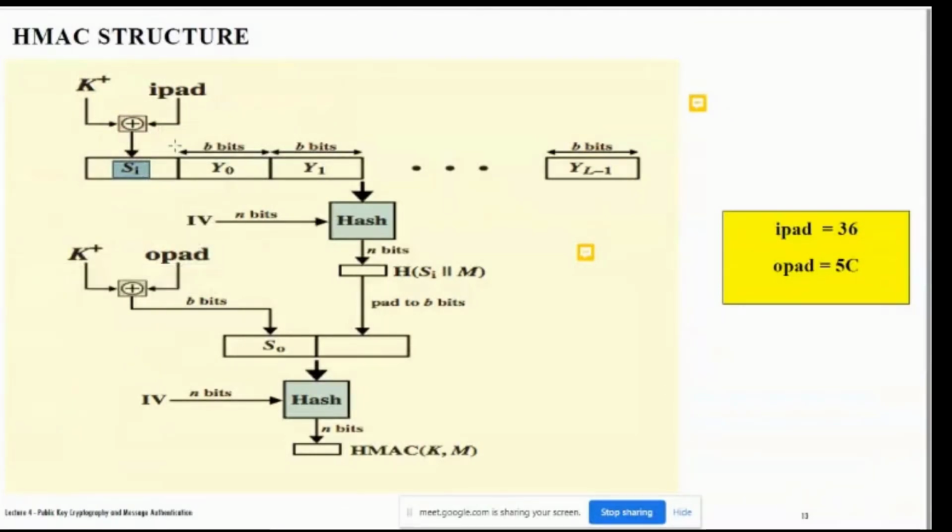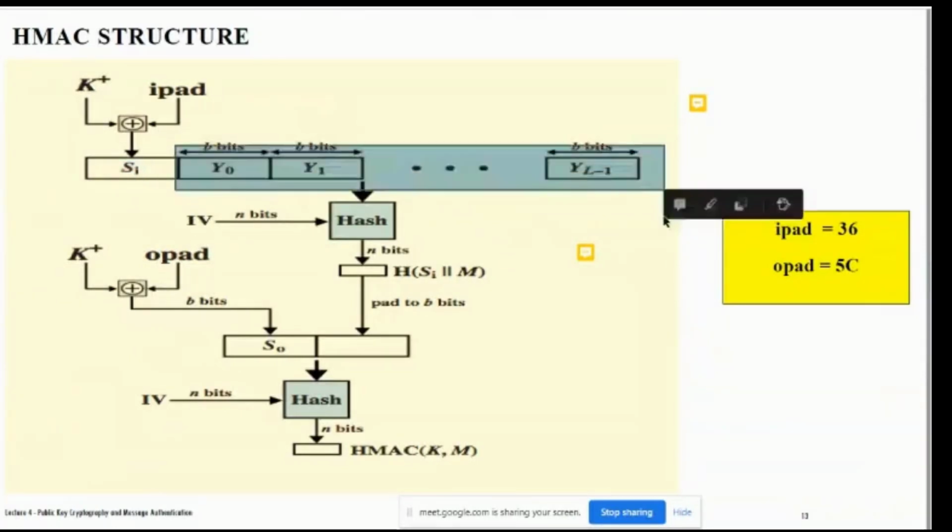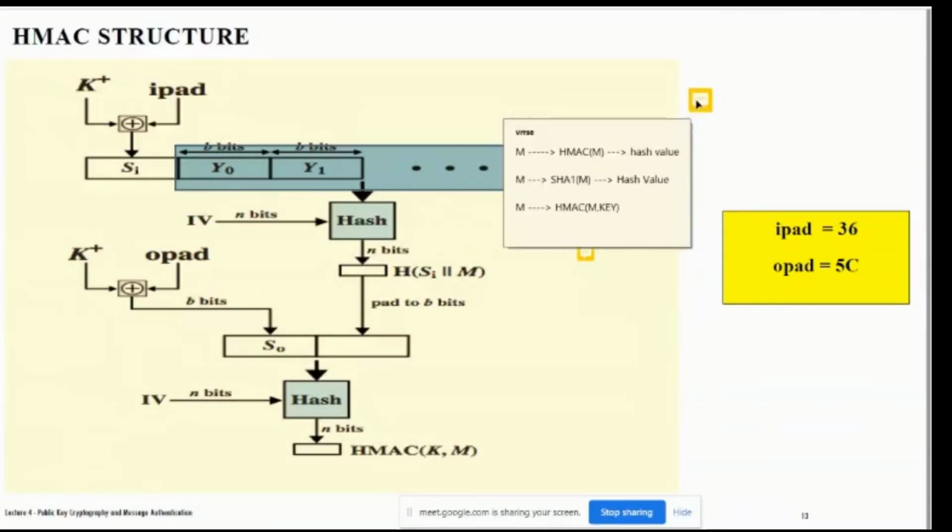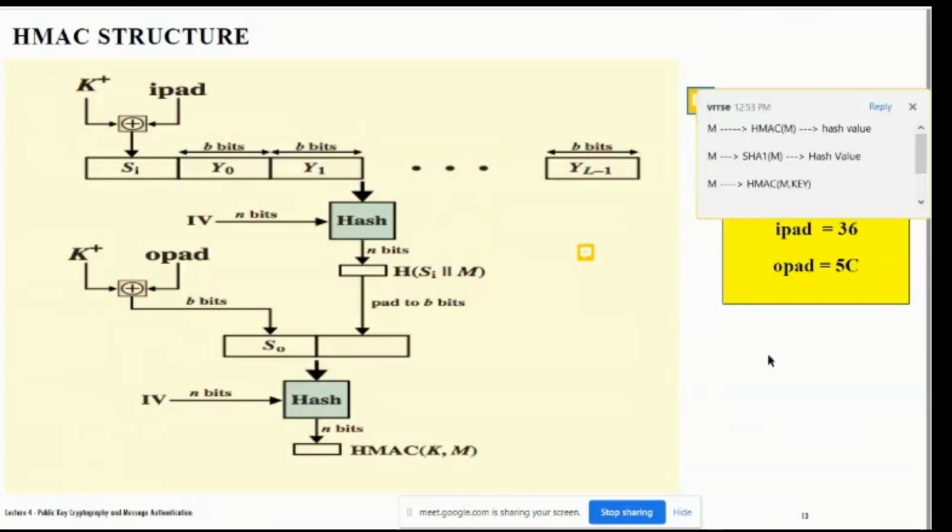So my data starts from here. This is my original data. In front of my message, I'm going to append S1. So what is S1? S1 is nothing but the exclusive OR operation of ipad and K plus. What is K plus? K plus is the padded key.